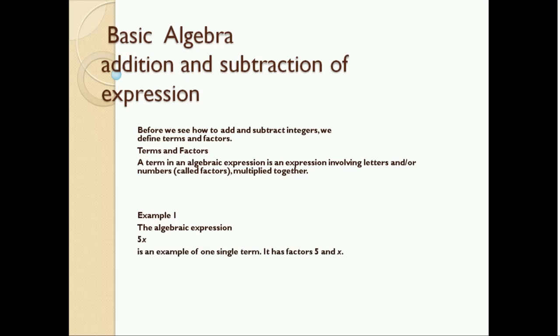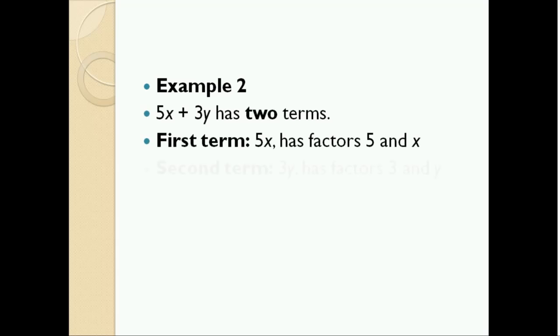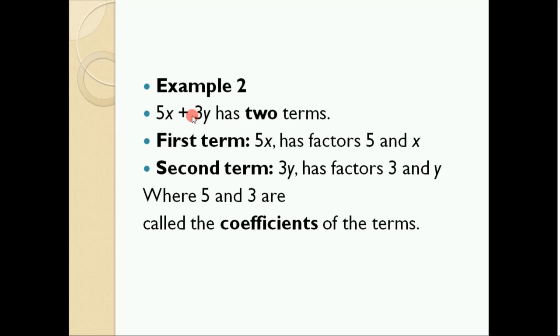5x is an example of one single term. It has factors 5 and x. The 5 is called the coefficient of the term and the x is a variable. In example number 2, you can see 5x plus 3y has two terms. First term is 5x and 5x has factors 5 and x. And the second term is 3y. It has factors 3 and y, where this 5 and this 3 are called the coefficient of the terms and x and y are the variables.